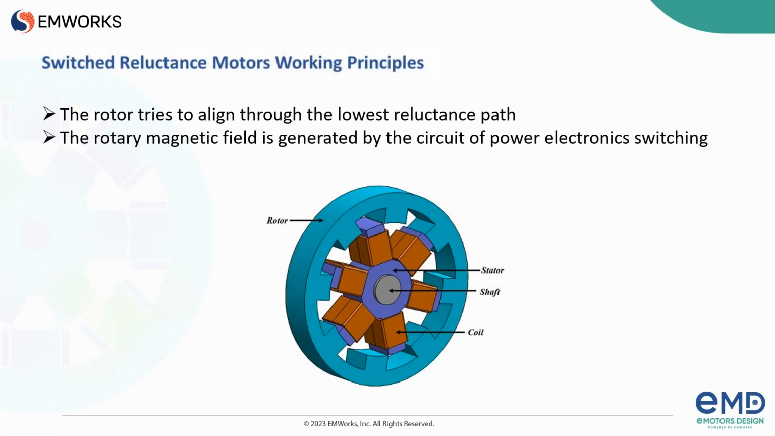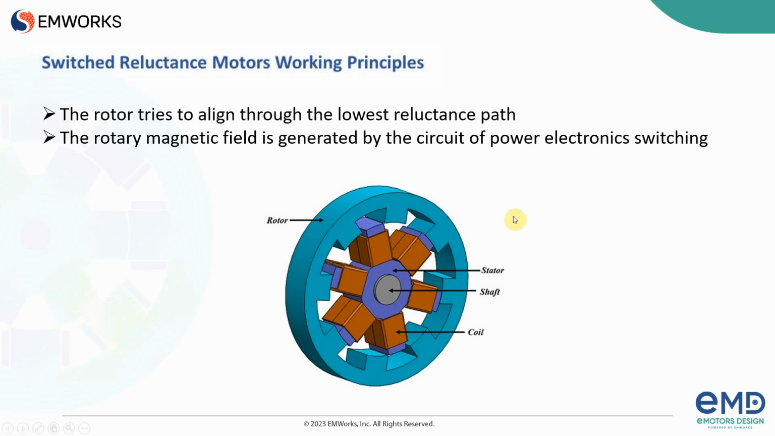Now let's see how these motors work. When we have excitation on the stator, the rotor always tries to align the rotor pole to the stator pole to minimize the reluctance of the flux path.